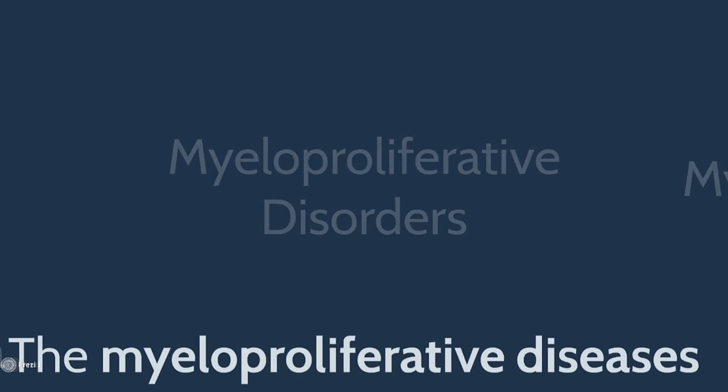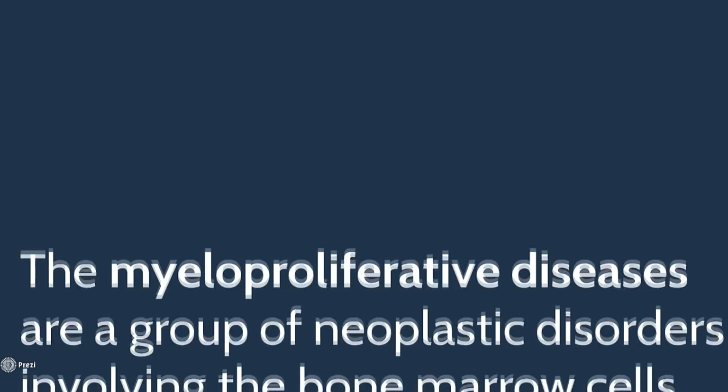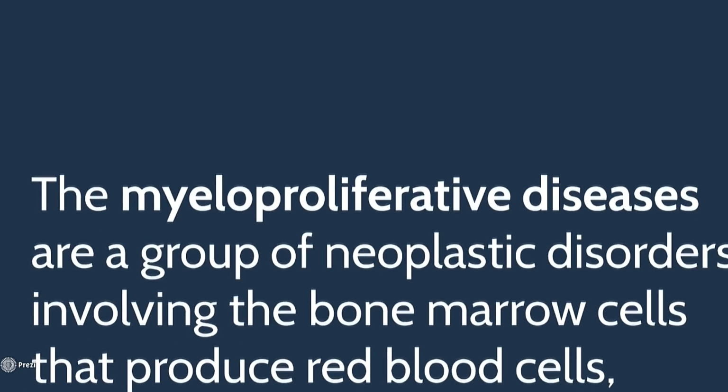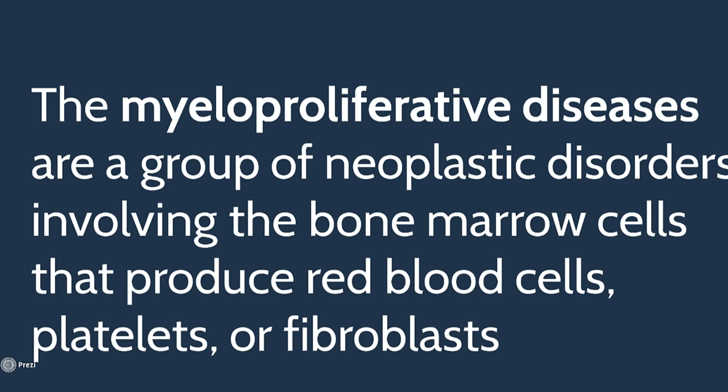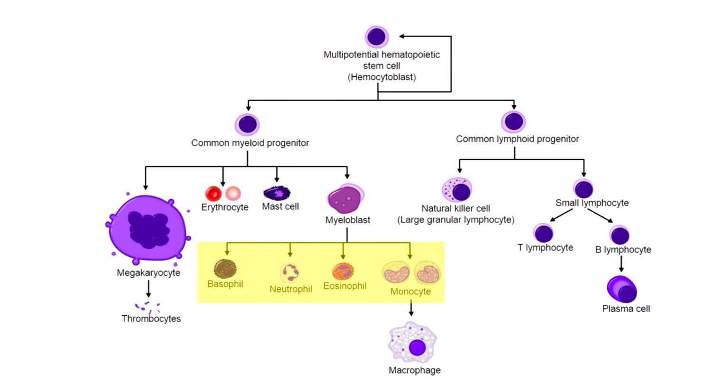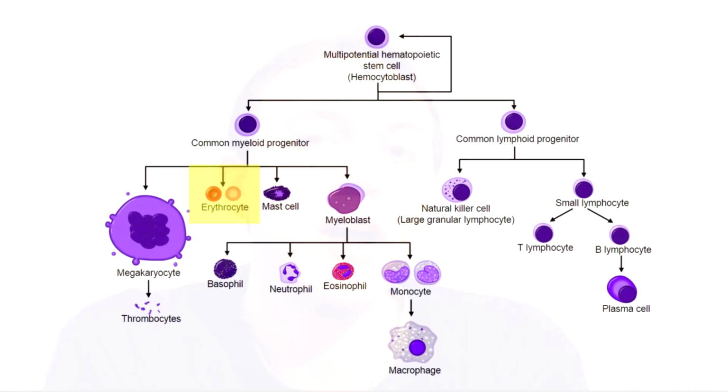The myeloproliferative diseases are a group of neoplastic disorders involving the bone marrow cells that produce red blood cells, platelets, or fibroblasts. That sounds really complicated, so think about it like this. CML, or chronic myeloid leukemia, is the overproduction of the mature white blood cells in the myeloid line. Now, the myeloproliferative diseases are very similar, except it's all the other cells that might be produced which aren't white cells. In other words, you can get overproduction of red blood cells, platelets, or fibroblasts, which are the things which make the connective tissue, the kind of scar tissue and that sort of thing within the bone marrow.